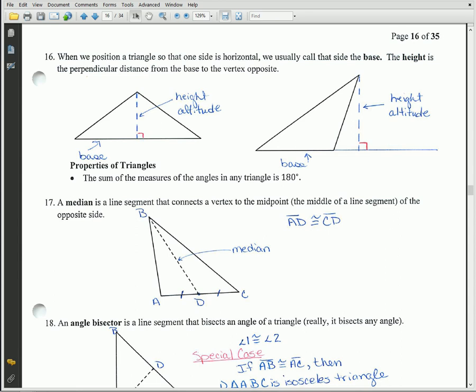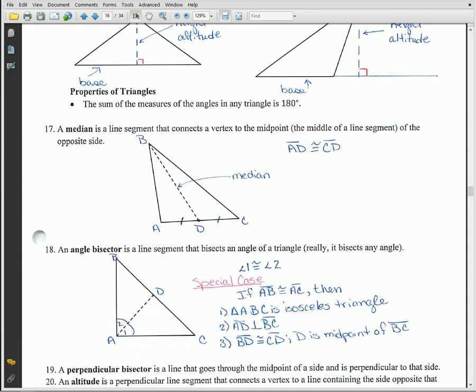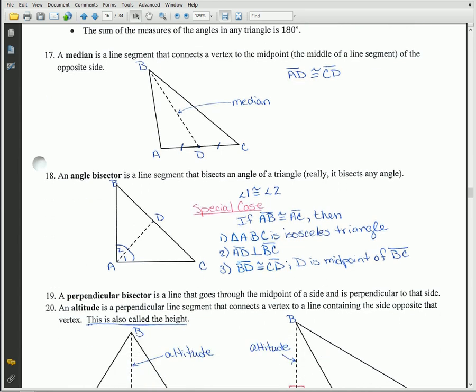Notice that the height or the altitude, and altitude and height are interchangeable, is outside the triangle. So you don't always have to put the height inside. Next is that the sum of the angles of a triangle is 180 degrees.